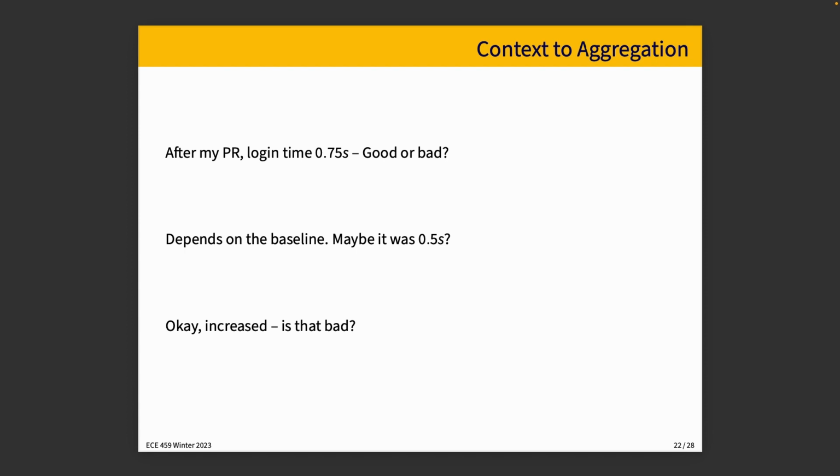Suppose that I'm intentionally making login slower to make a brute force password attack more expensive for an attacker. Well then, increasing the amount of time from 0.5 seconds to 0.75 seconds is good. In fact, maybe it should be even longer. Maybe it should have been up to 1 second. Context is important, and without the right context, we don't understand the change.